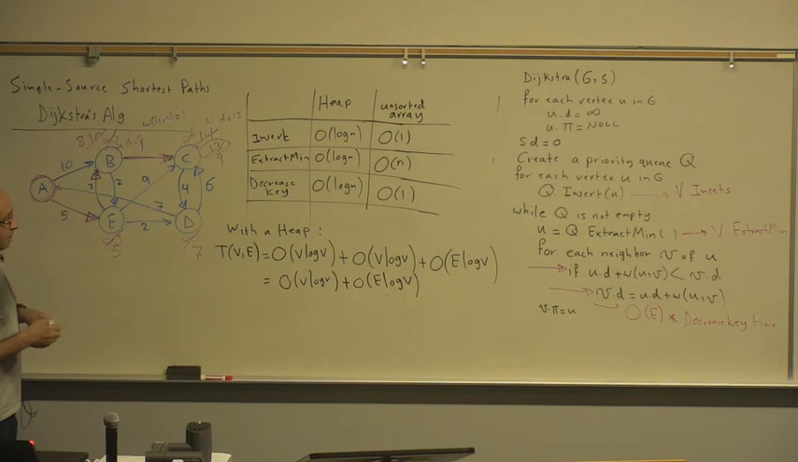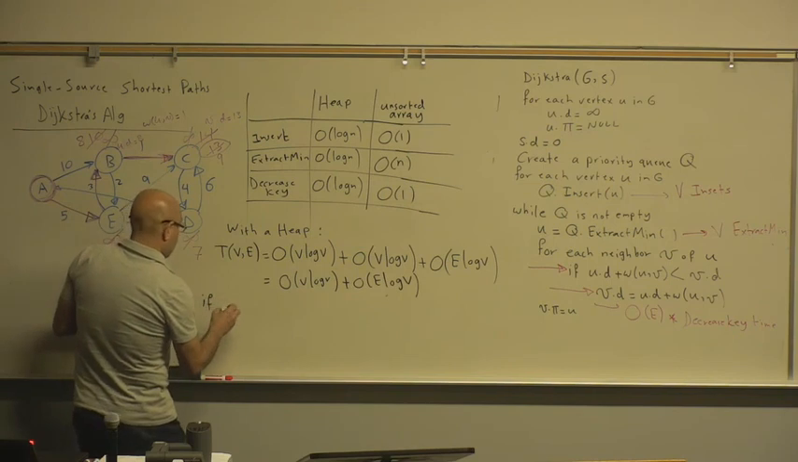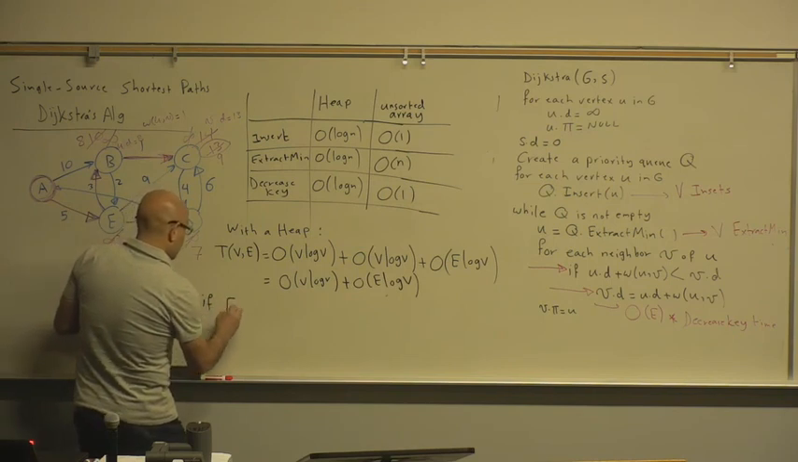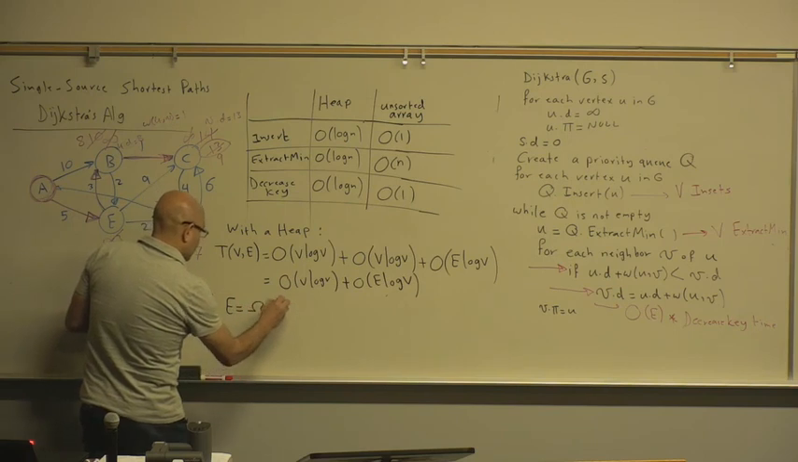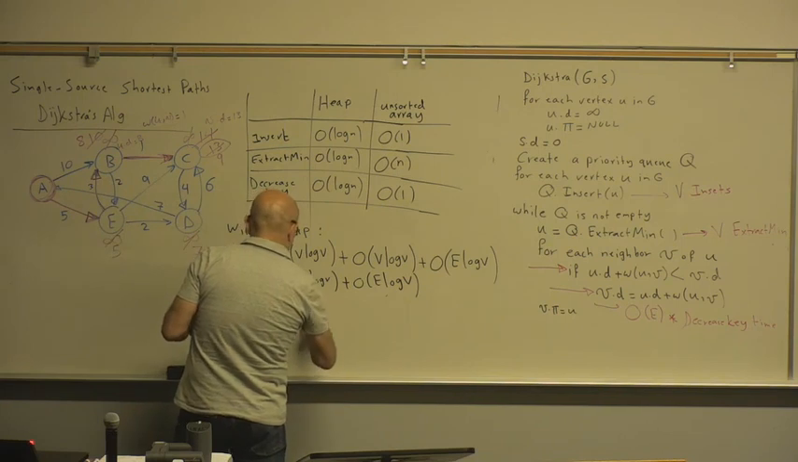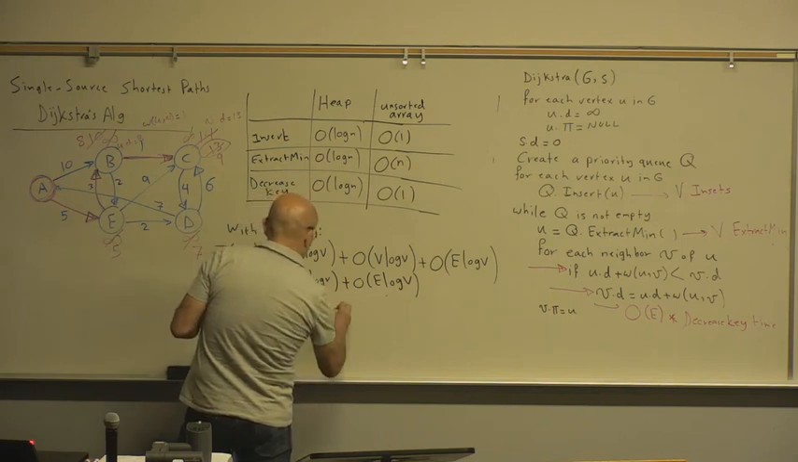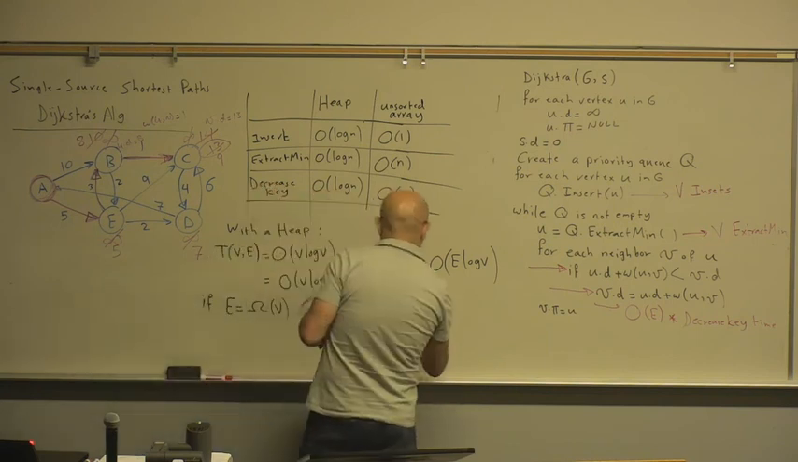Okay, so in this case, if E equals omega of V, for a connected graph, then T of V and E equals O of E log V.